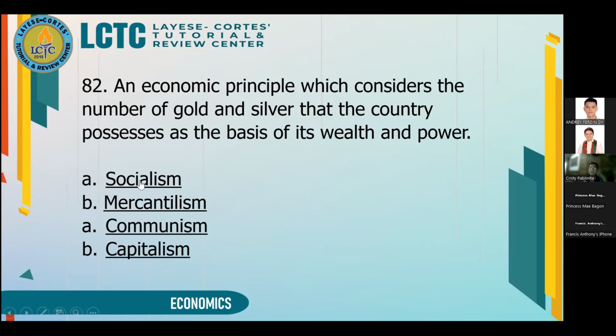Okay, that's mercantilism. How about socialism? Socialism is a social and economic doctrine that calls for public rather than private ownership or control of property. So socialism is for the public. The ownership of the natural resources within the country is for public use, and nothing is owned privately.